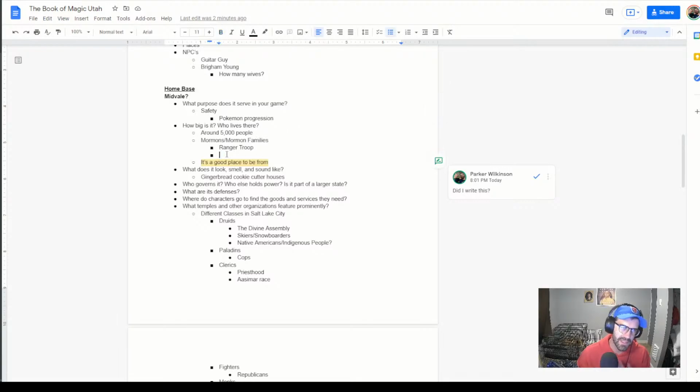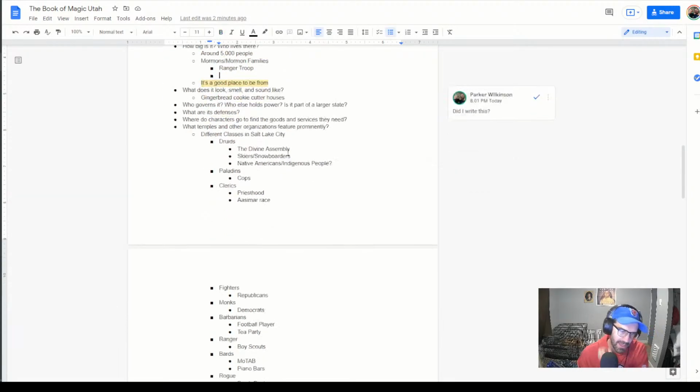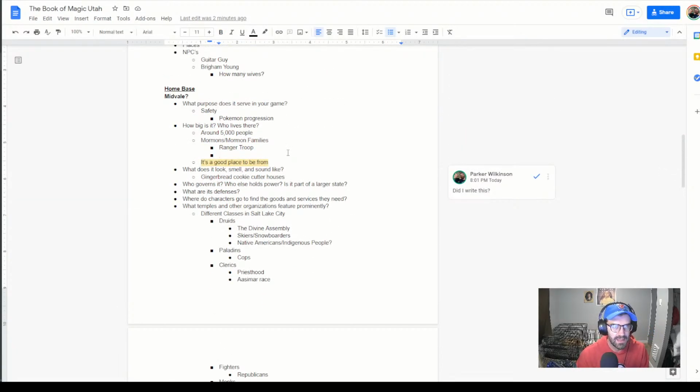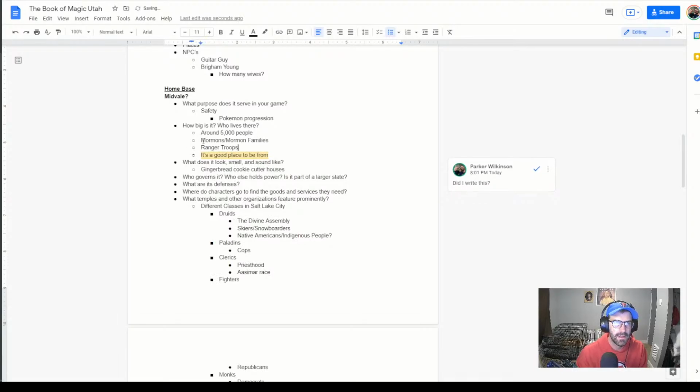Mormons, Mormon families. There's a ranger troop specifically sponsored by the Mormons. Actually, there's probably Mormon and non-Mormon ranger troops. So there's ranger troops, Mormons, and non-Mormons. Well, I think anybody can join. So there's just ranger troops. Yeah, actually, that's how we do it. Yeah, right there. Okay.